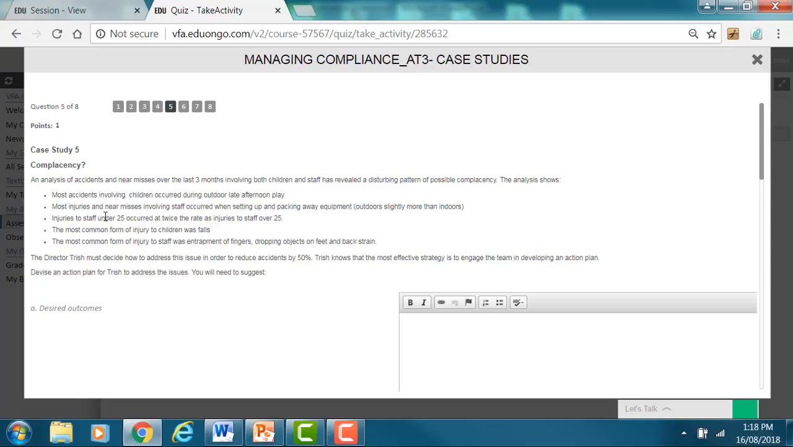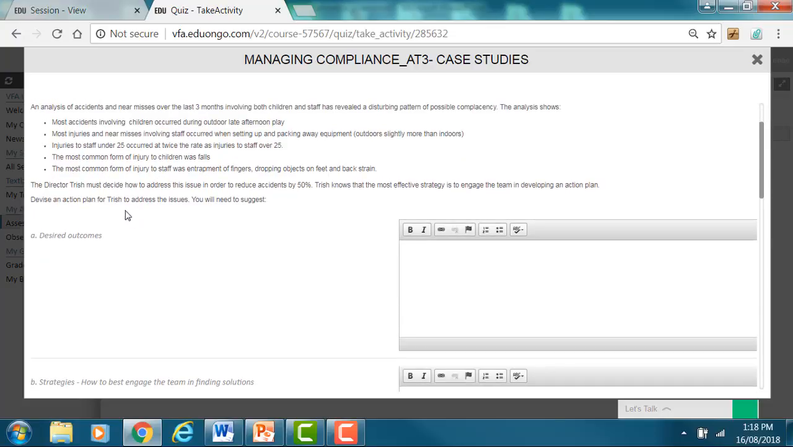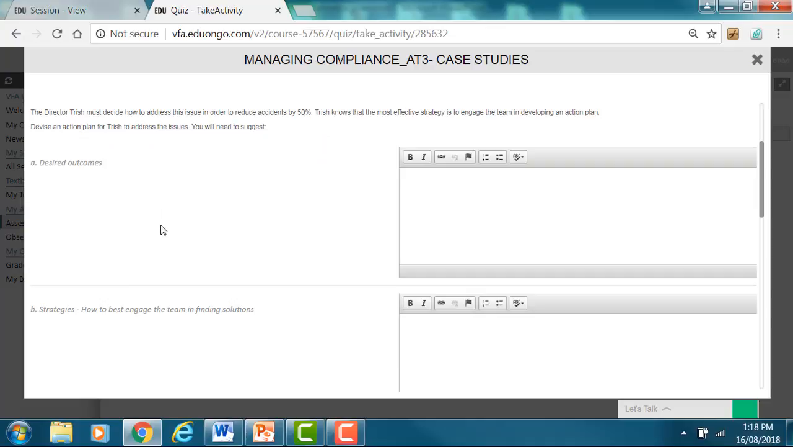That most of the injuries are occurring to staff under 25. That the most common form of injury was children who fall, and the most common form of injury to staff was entrapment of fingers, dropping objects on their feet or straining their back. Then it gets you to think about it from the director Trish's point of view, and she's got an overall view of wanting to reduce accidents by 50%. So Trish, the director, is now trying to develop an effective strategy and an action plan to get the reduction of 50% in regards to accidents at the service. Then you've got to answer the questions on that.